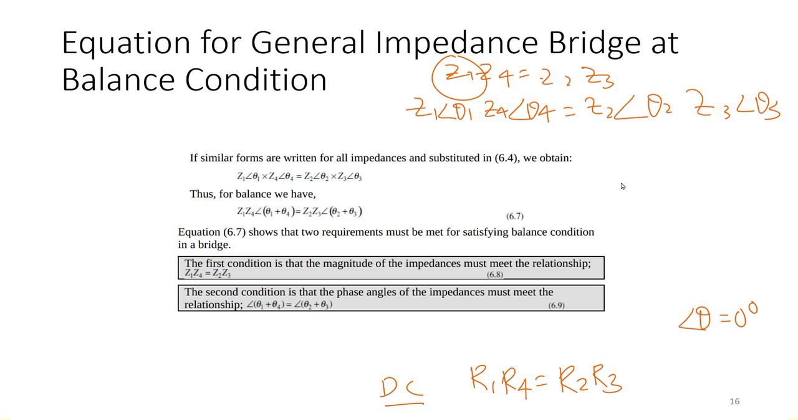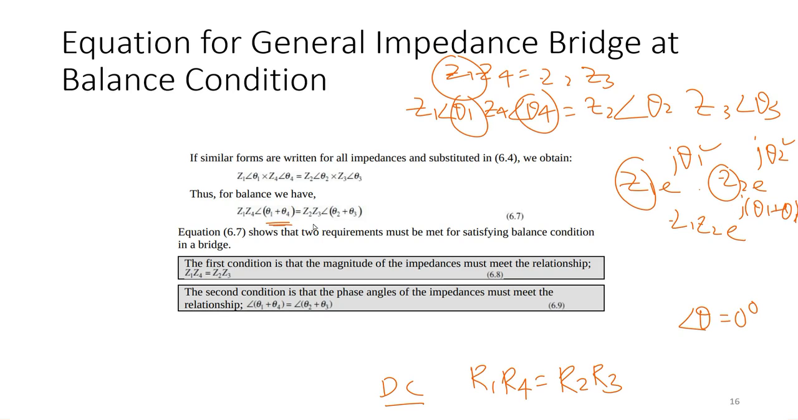So angles will add up in phasors. Why will these angles add up? Because it is actually Z1 e power j theta 1 into Z2 e power j theta 2. Let's say one angle is 1 and one is 2. So what will happen? Z will multiply with Z, Z1 Z2, and the exponents will add up, so e power j (theta 1 plus theta 2). So these thetas add up to give theta 1 plus 4 and theta 2 plus 3. I hope you have understood why thetas are added and amplitudes are multiplied.